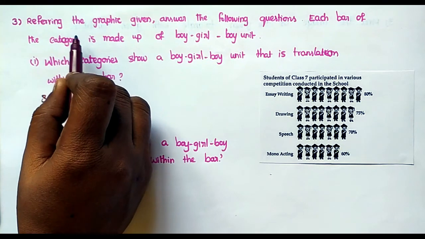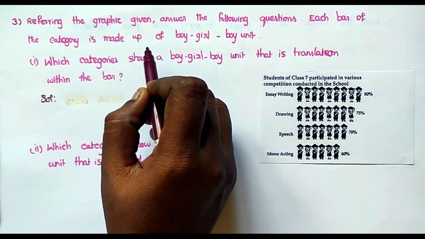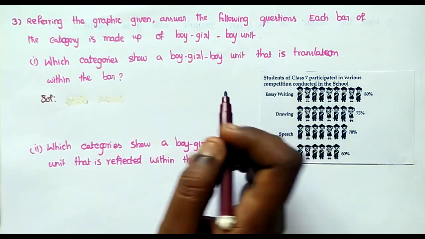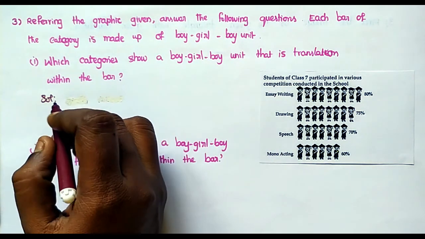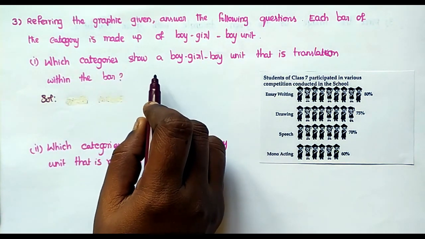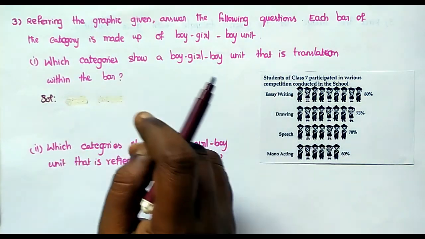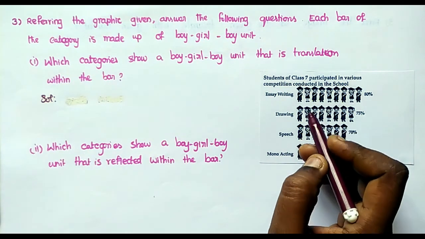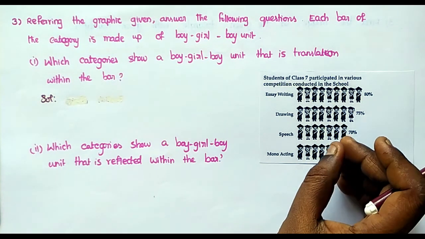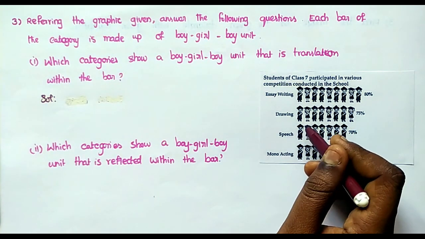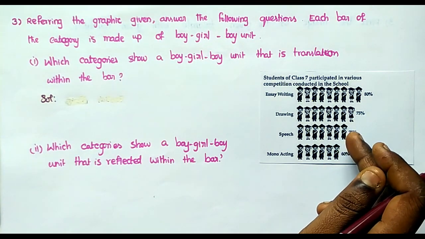Third sum. Referring to the graph given, answer the following questions. Each bar of the category is made up of a boy, girl, boy unit. First subdivision. Look at this picture and answer. Which category shows a boy, girl, boy unit? That is translation within the bar. Boy, girl, boy, boy, girl, boy, boy, girl, boy. So it is fulfilled. Next, listen. Boy, girl, boy, boy, girl, boy, boy, girl, and it ends with boy.